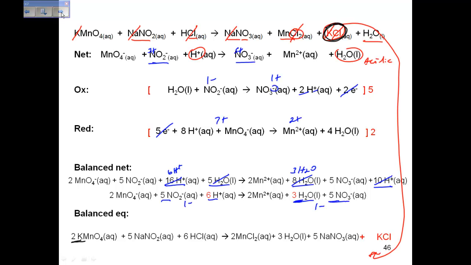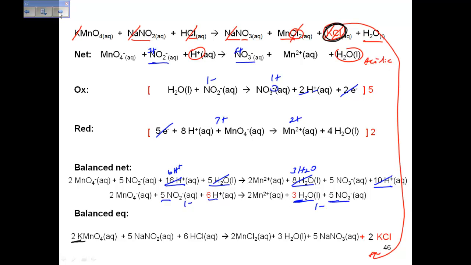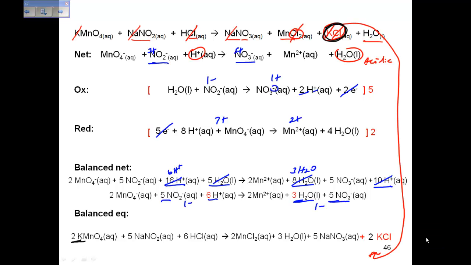Now the question is, how many KCls? Well, I need 2 potassiums. There's none on the product side, therefore it's going to be a 2. Now hopefully that fixed my chlorine. Let's see if it does. I have 2 times 2, that's 4 chlorines, plus the 2 chlorines, that's a total of 6 chlorines on the product side. And I have 6 chlorines on the reactant side. So that's balanced. This is my balanced equation.